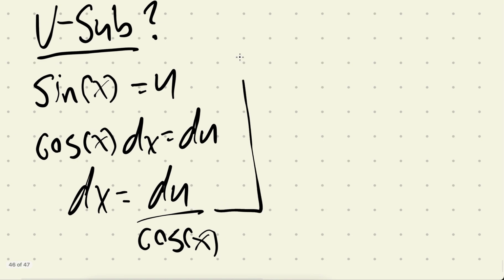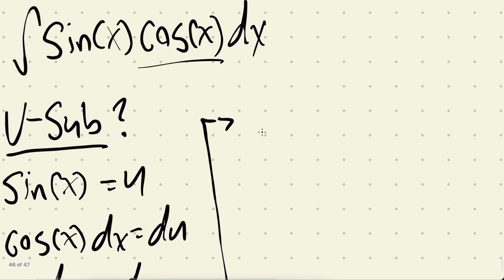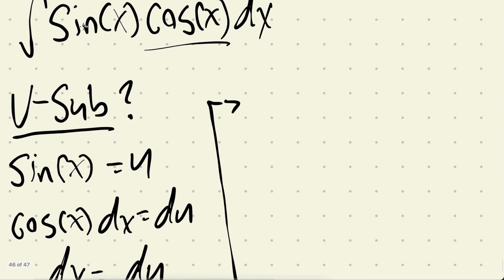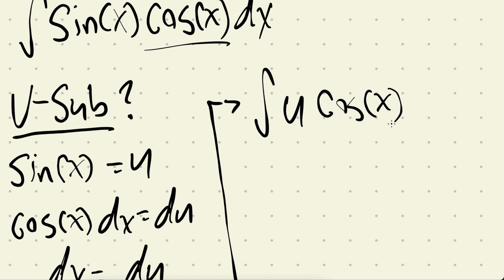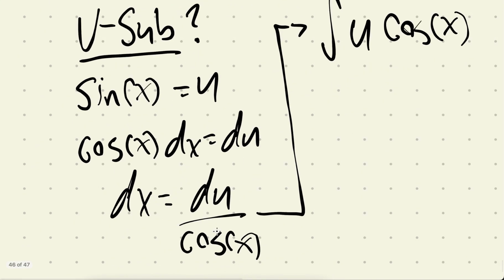And now what we can do with this is, well, we can say that sine x is our u, so we'd say the integral of u. Cosine x we did not do anything with, so we have to keep it. And then our dx, well, our dx is du over cosine x.